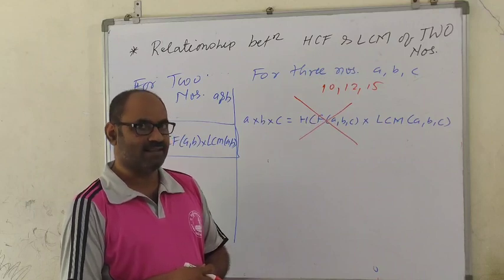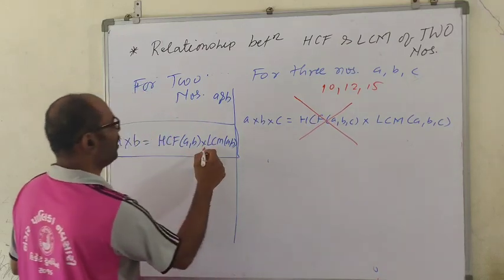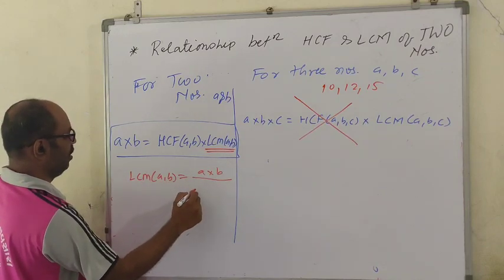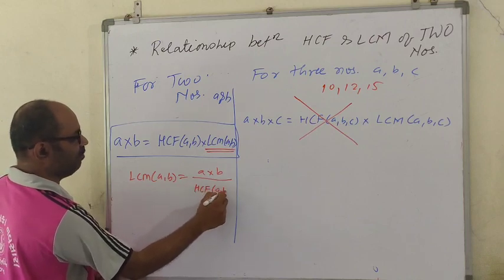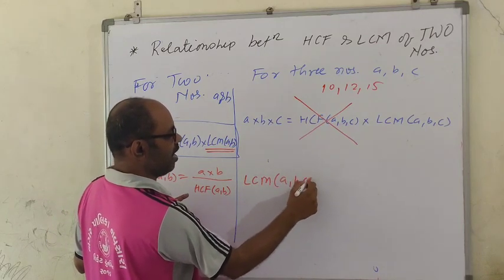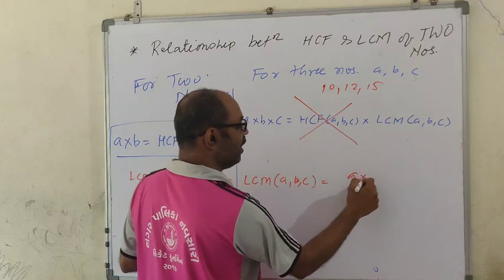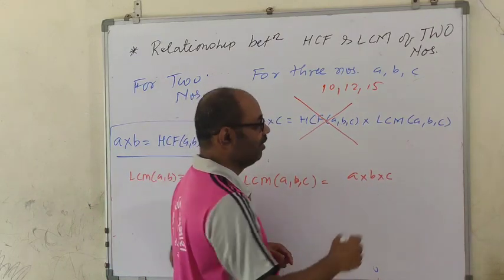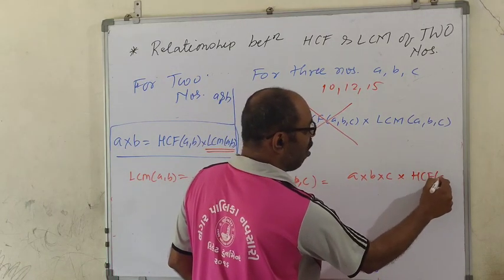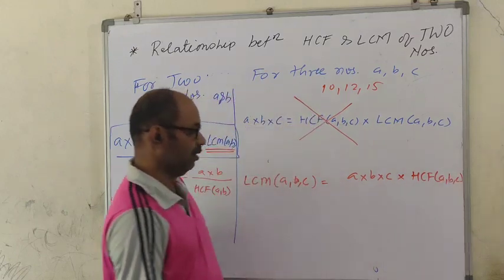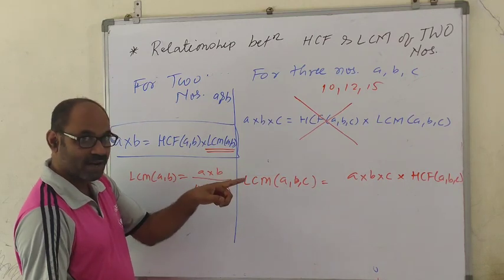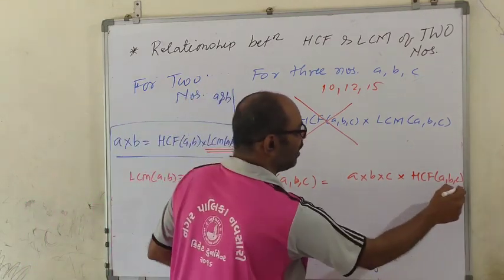Then what is the exact relationship? So what is LCM in this case? LCM of A and B is equal to A into B upon HCF of A and B. For three numbers, LCM of A, B and C is equal to A into B into C into HCF of all three numbers A, B and C, upon... be careful. Yes, the relationship is that.